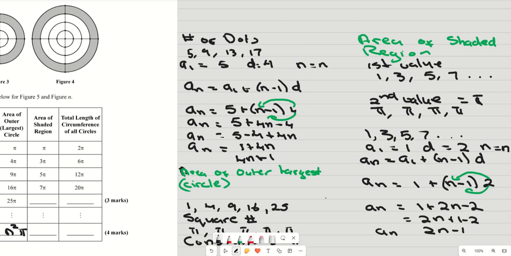But we have a second value, which is pi. So what are we doing? We are multiplying. So it's going to be 2n minus 1 all multiplied by pi. And that's how you would get this question.